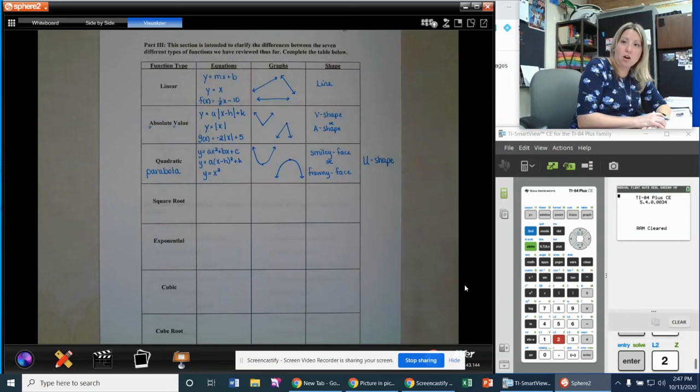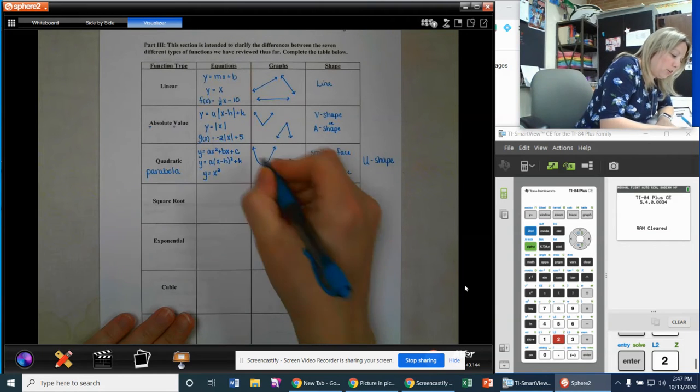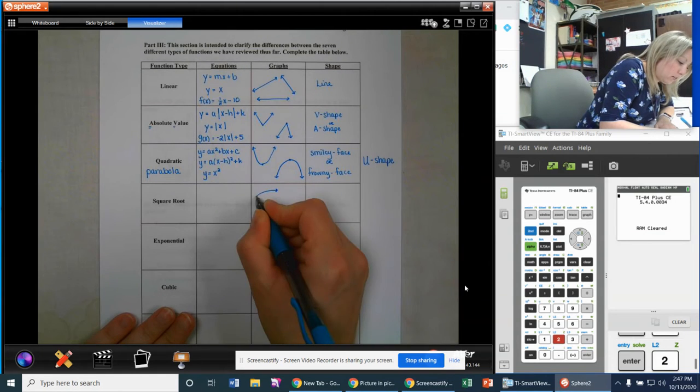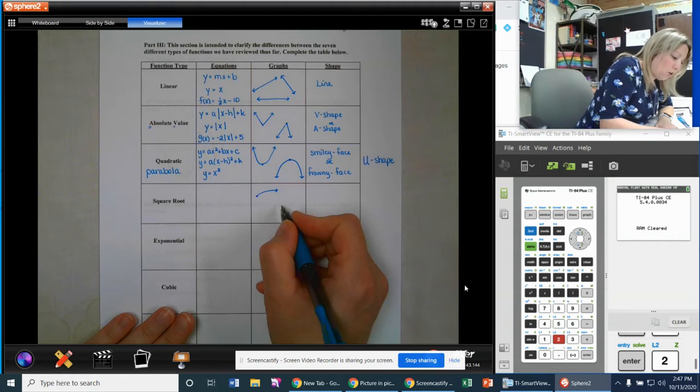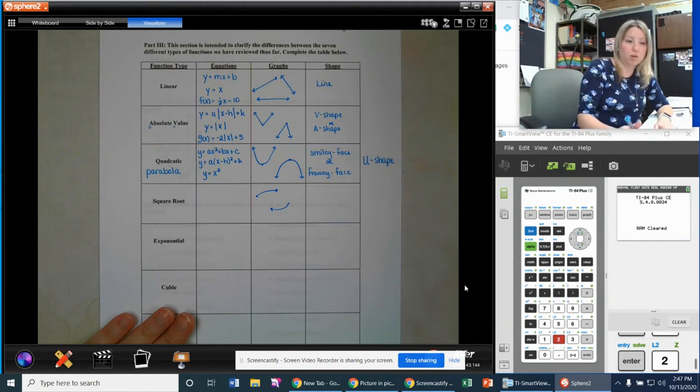Square root functions are, if we're keeping them functions, we turn a parabola on its side and we cut it in half because we need to keep it a function. So turn it on its side and cut it in half. It's like this. So a starting point like that, or like this. Okay, that's a square root function, one of those.